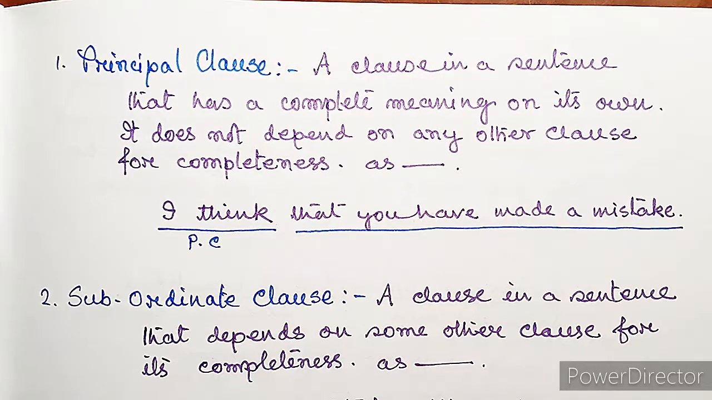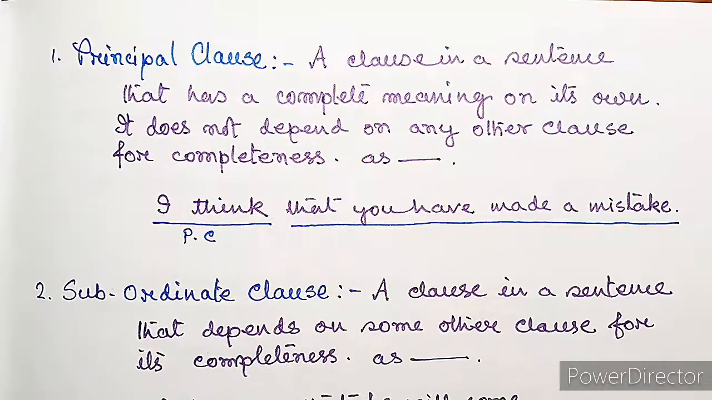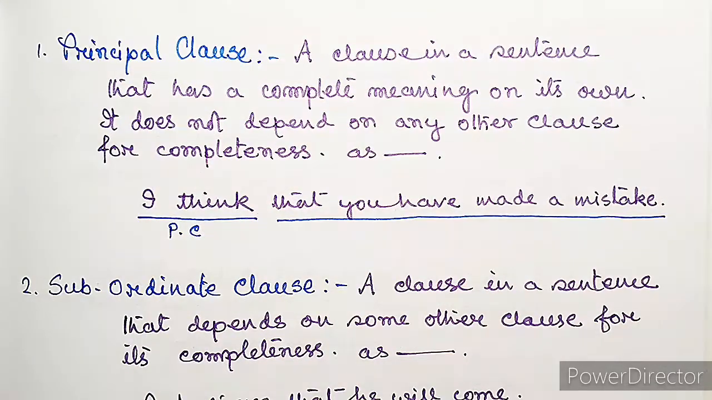Now let's see what a principal clause is. A clause in a sentence that has a complete meaning on its own. It does not depend on any other clause for completeness. For example, I think that you have made a mistake. In this sentence, the clause I think is principal clause because it doesn't depend on the other clause for its existence.